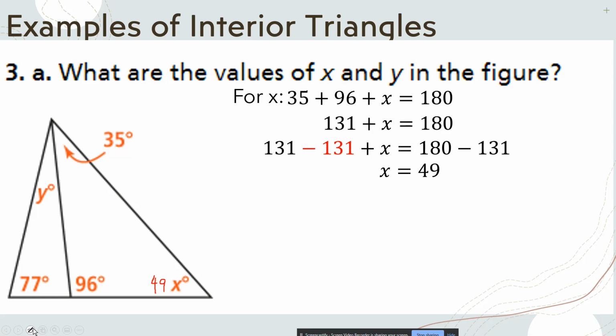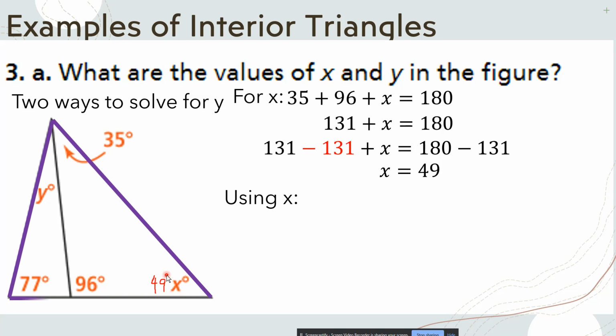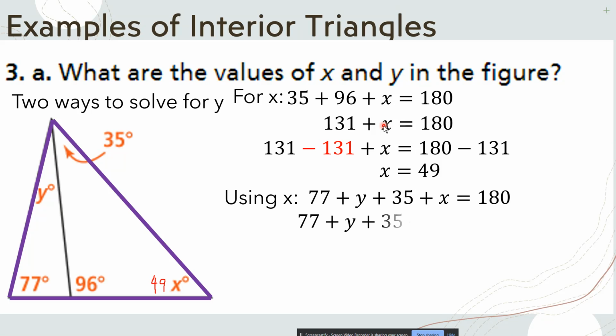Now, we have 2 different ways to go about this next one. There's 2 different ways, as I said. Sorry. So if we're going to use the x, we're talking about the big triangle as a whole. We're going to use the 49, the 77, the 35, and the y. But right now it's x, but we can plug in that 49 and go from there. Then we just sum up like we just did.